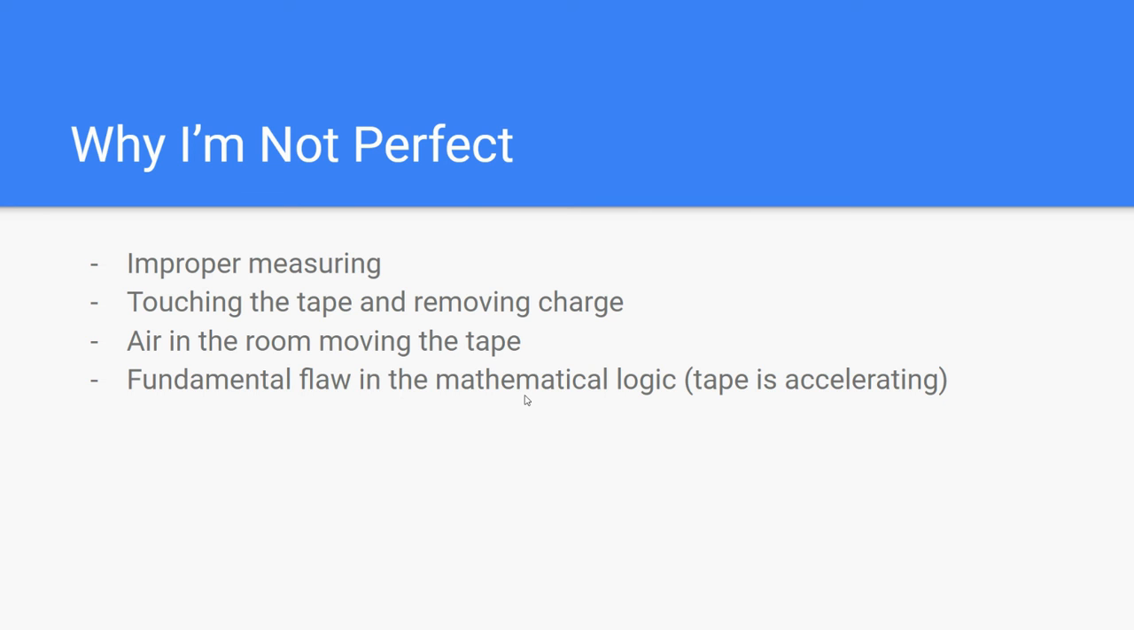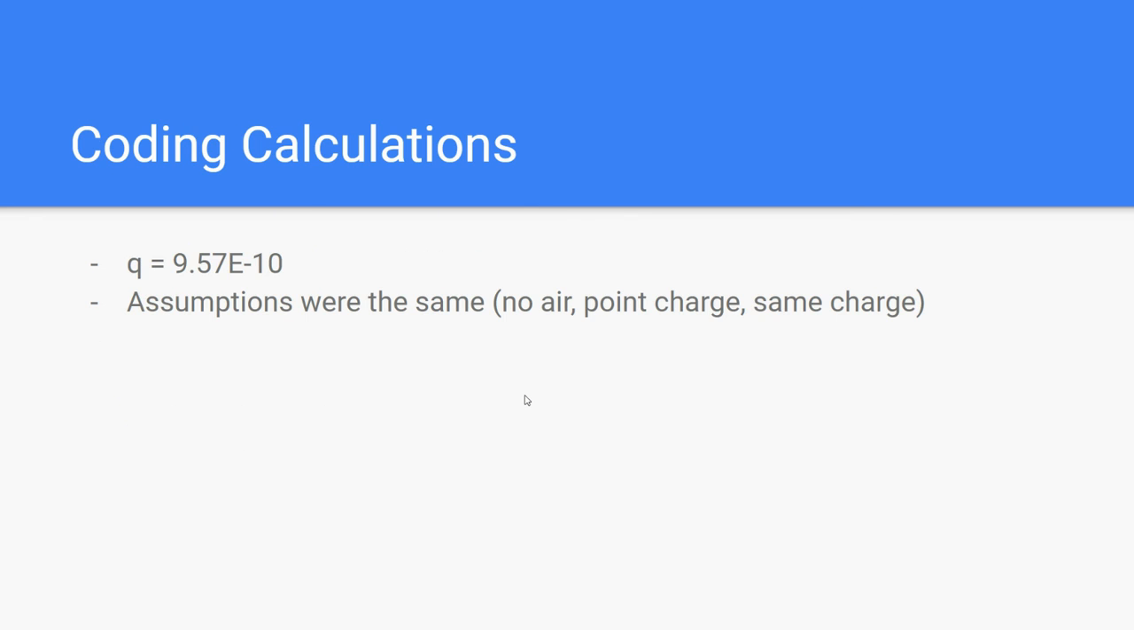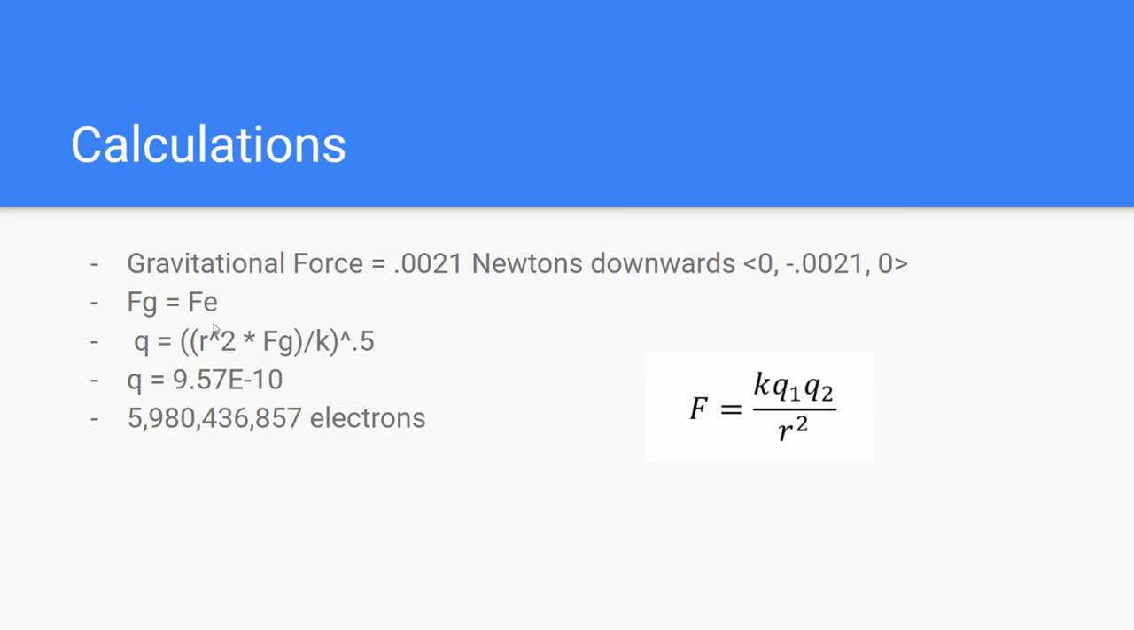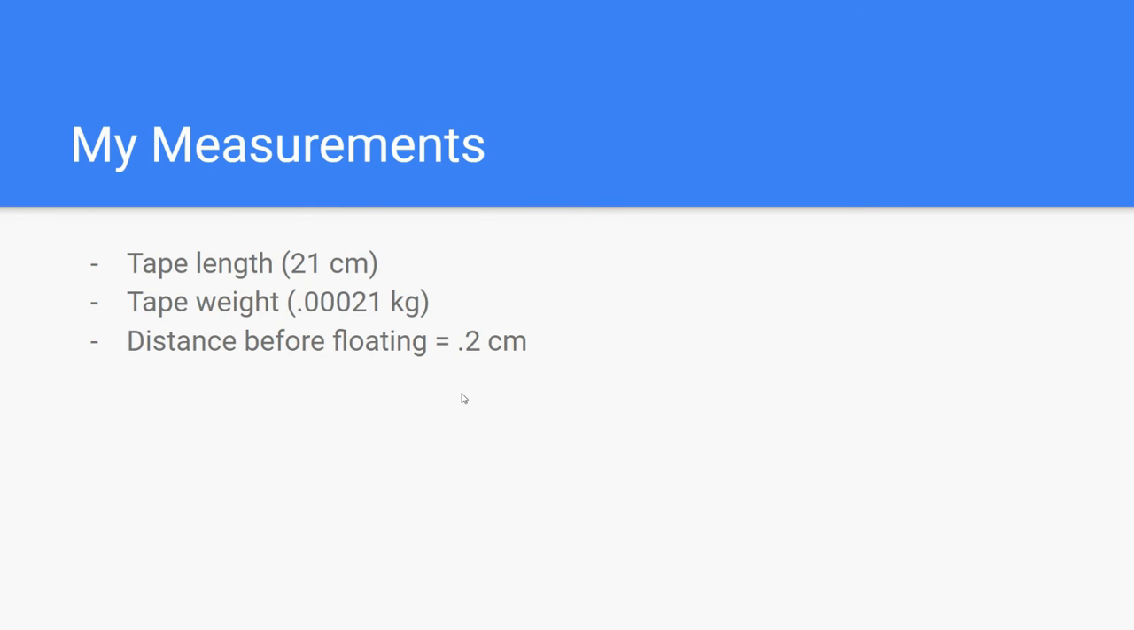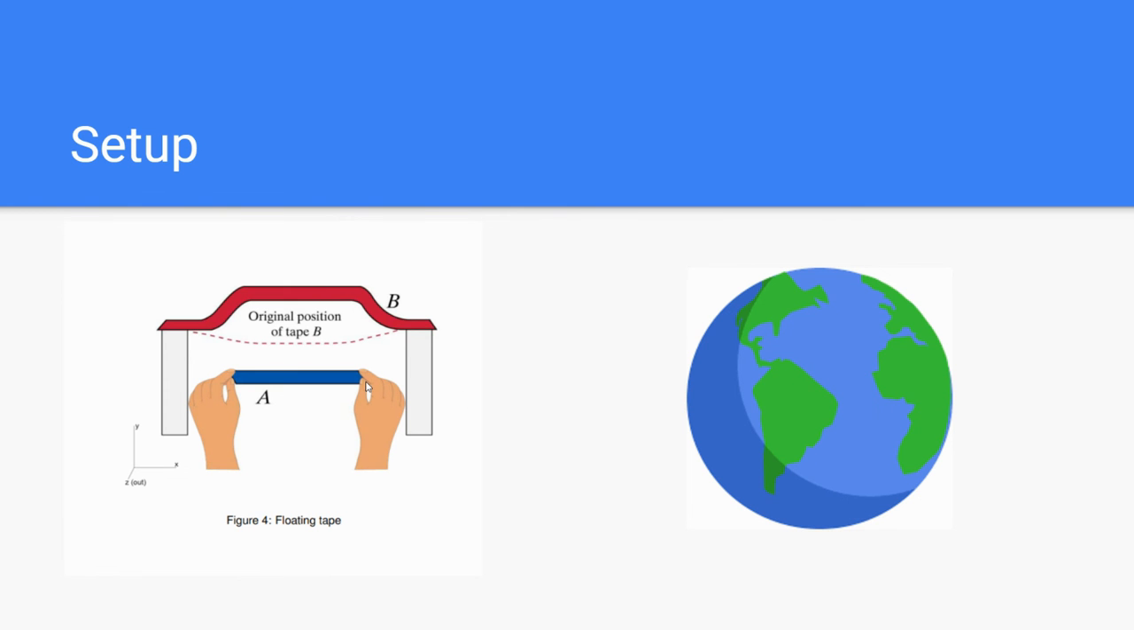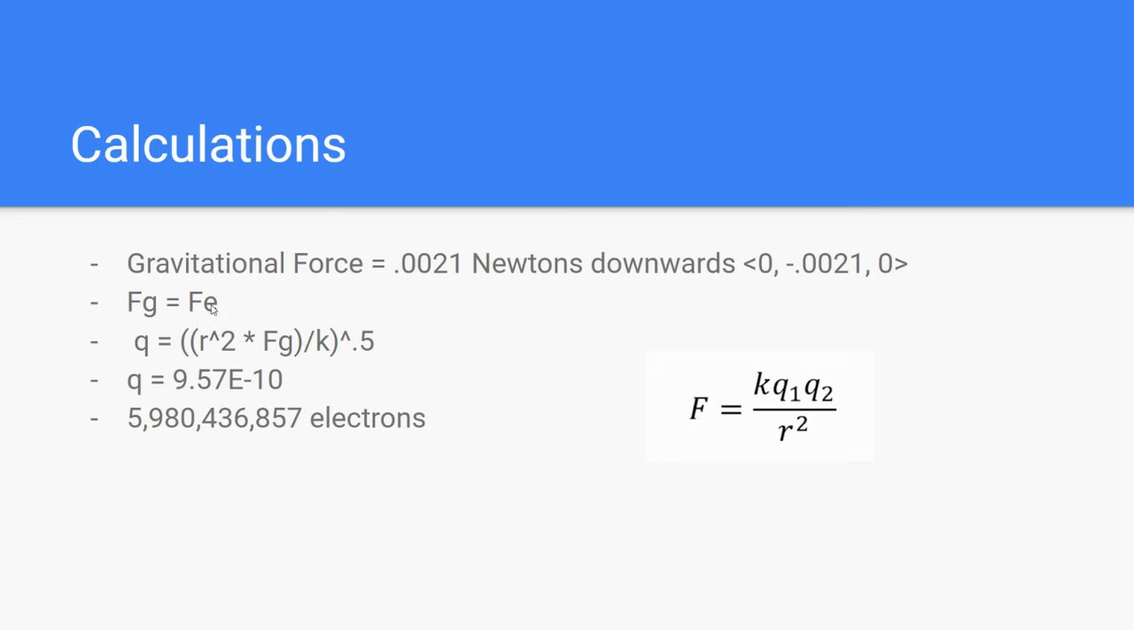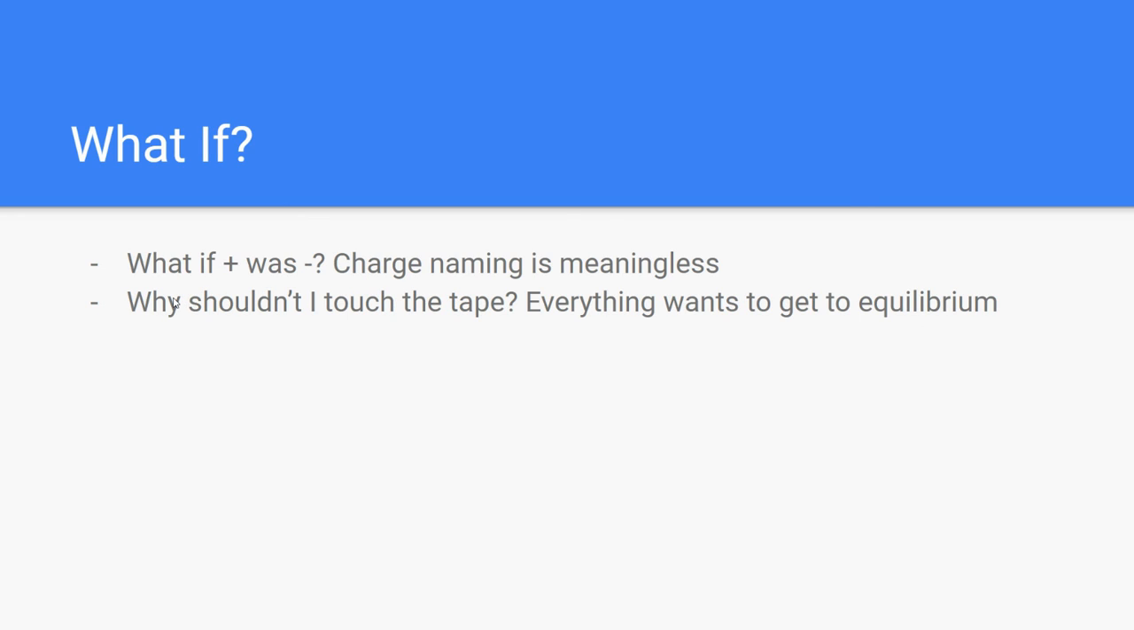And then there's a fundamental flaw in the mathematical logic, which is when we set Fg equal to Fe, that's a bit incorrect, because if Fg were equal to Fe, the tape would not be accelerating, but because it's accelerating upwards, we actually know that Fe is going to be greater than Fg. But if we don't assume that Fg equals Fe, the math becomes much harder, so that's okay.